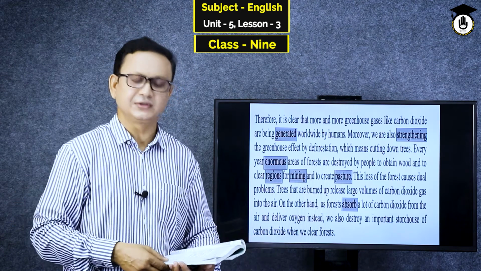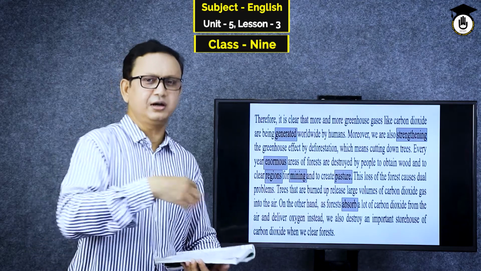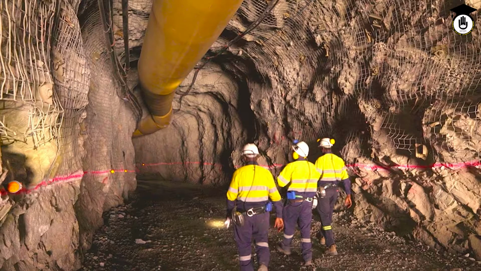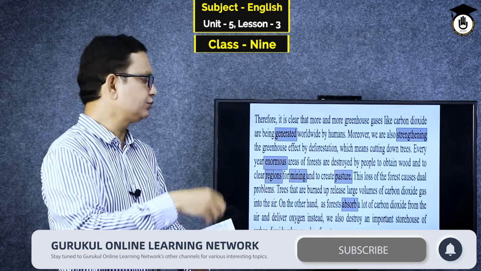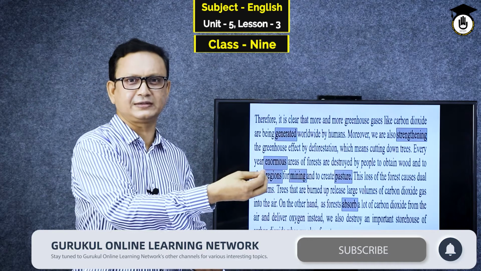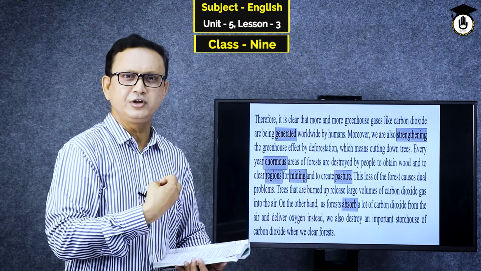Regions means areas. We want to clear a vast area for doing something. For doing what? For, suppose, mining purpose. What is the meaning of mining? Mining means the process of digging something out of the ground. So suppose there is gold, there is diamond, or there is something else, a very valuable thing for humans.